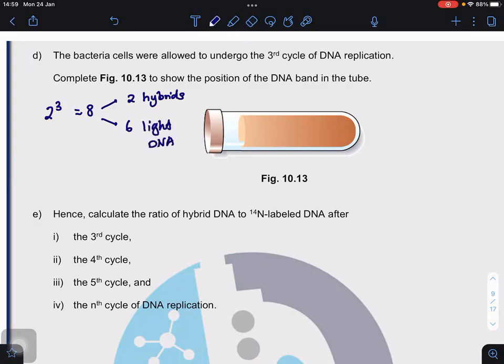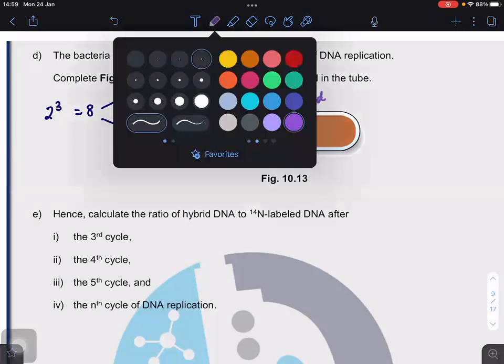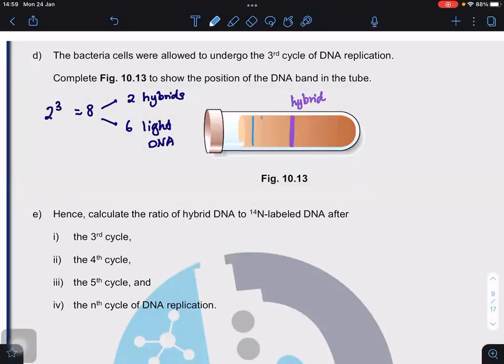In terms of the positions, again, you're going to have one band at the center, which represents the hybrid. And then you have one thicker band at the top here. Now why thicker? Because the ratio is 1 to 3 now. So this one represents the 14N, 14N, thicker. Why thicker? Because the ratio is 1 to 3. Are you clear? 2 to 6 means 1 to 3.